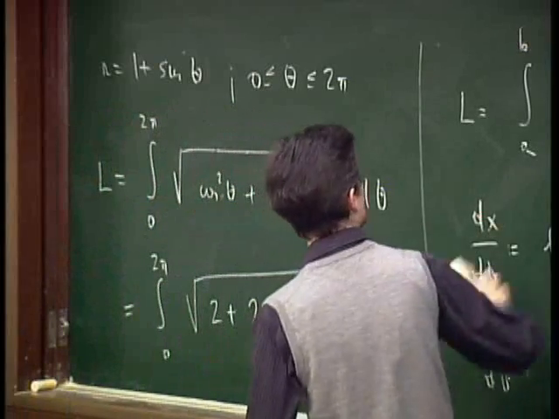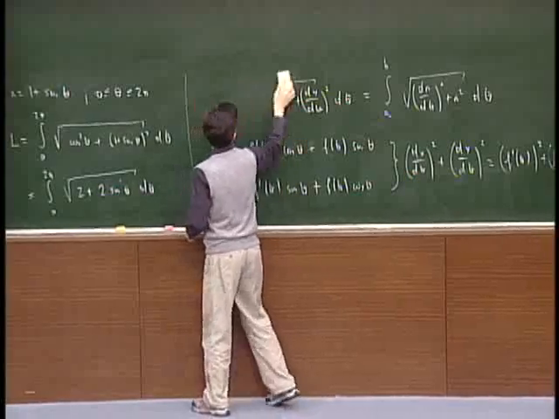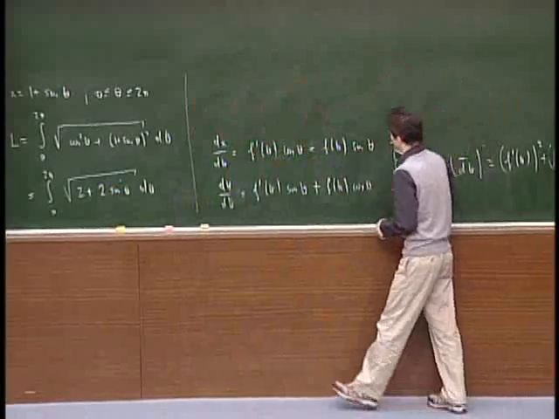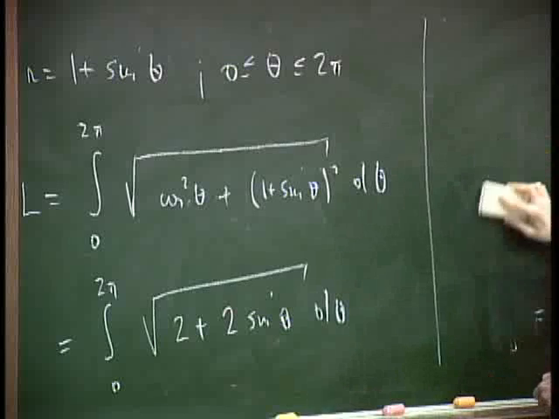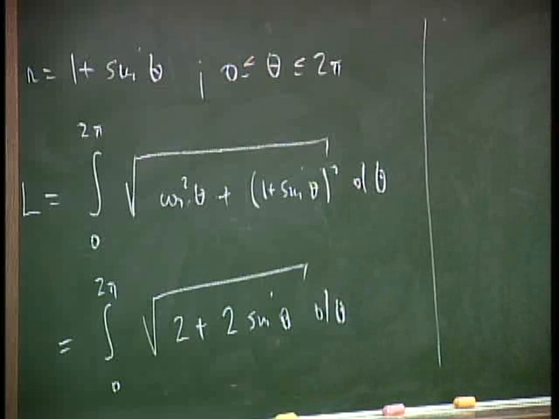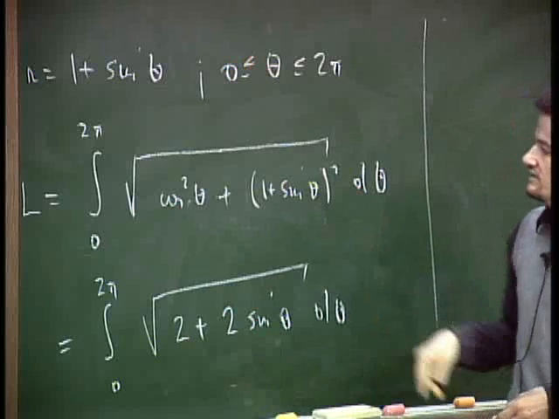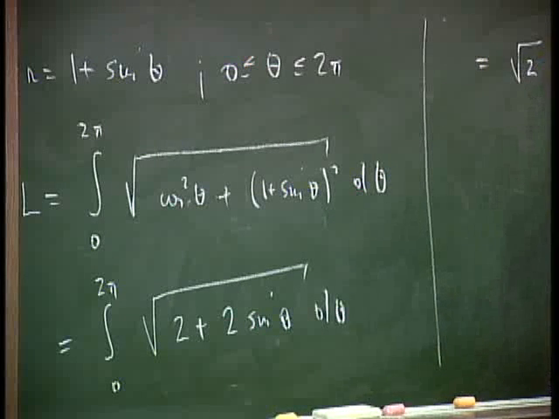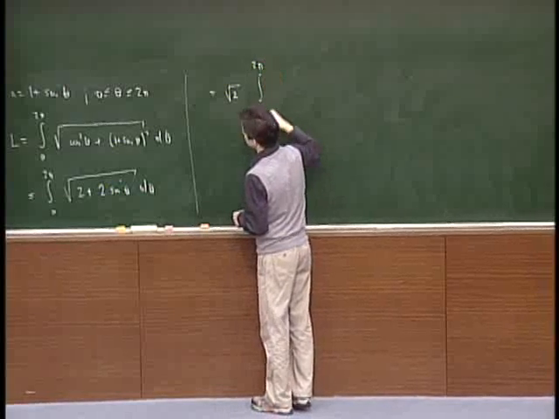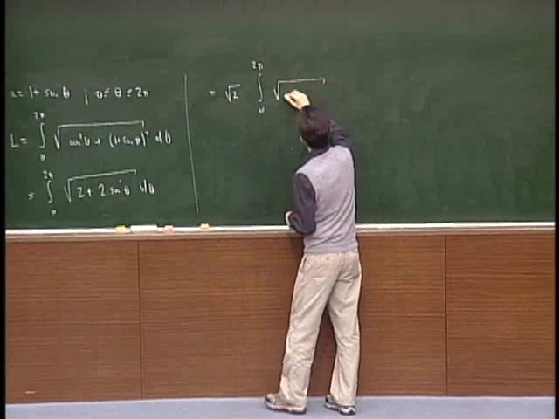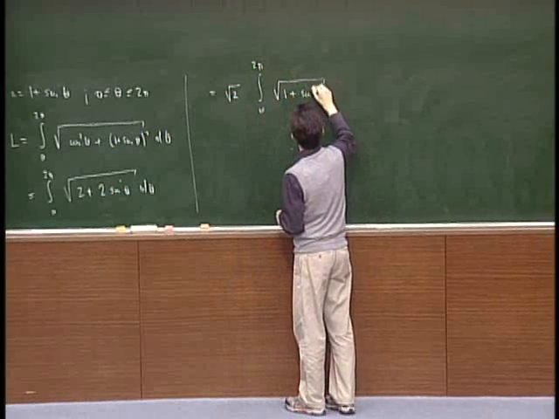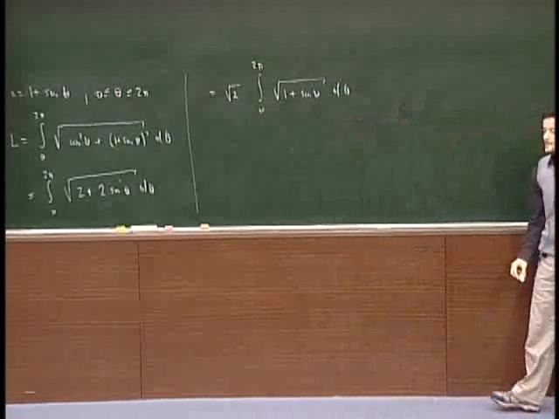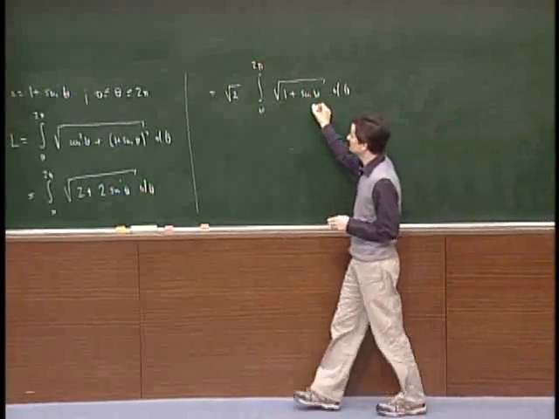And maybe it's worth discussing this integral here, because it is a little bit more tricky than the integrals we have encountered so far. This example you find in our textbook. So you can write this as the square root of 2 times the integral from 0 to 2 pi of the square root of 1 plus sine of theta, d theta. Okay, so the question is how to compute this integral.